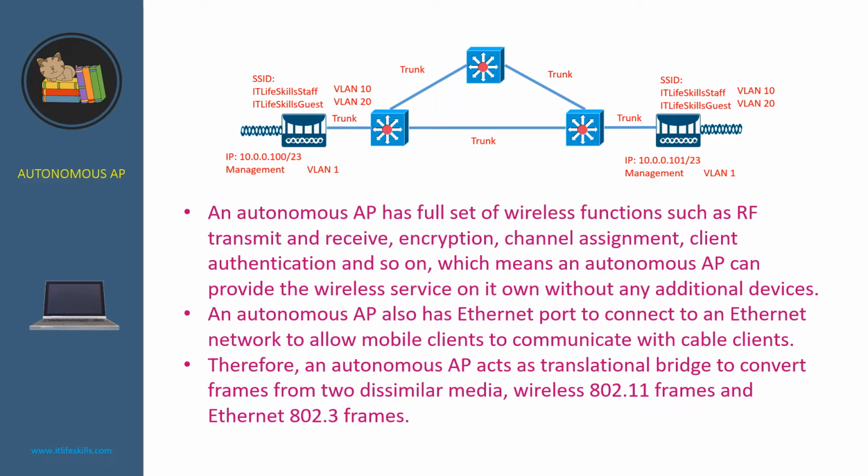wireless 802.11 frames and Ethernet 802.3 frames. In this wireless network, this AP is an autonomous AP because it can provide the wireless service and it also has the Ethernet connection to connect to this Ethernet network.